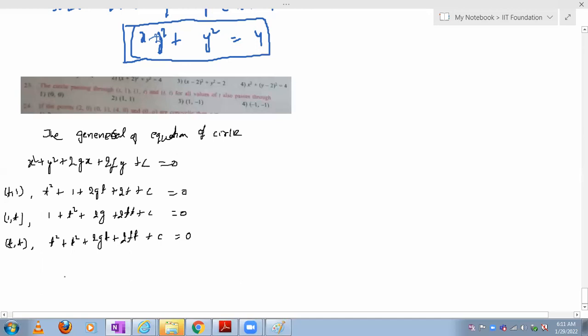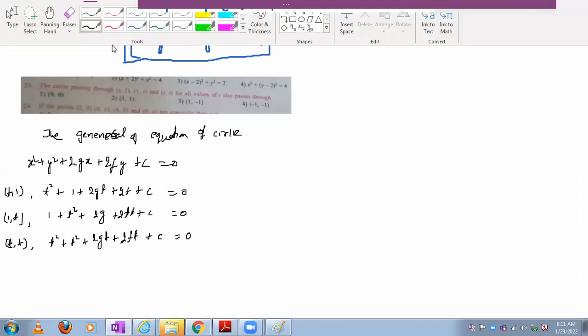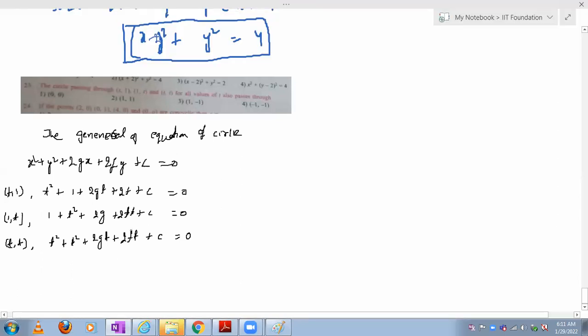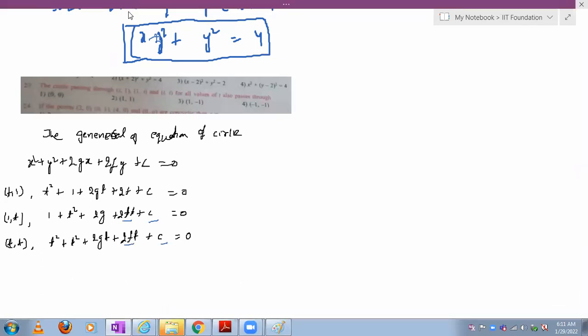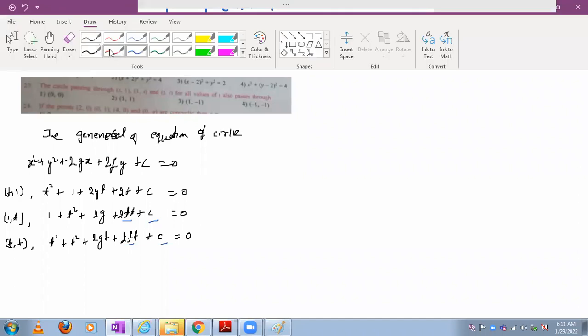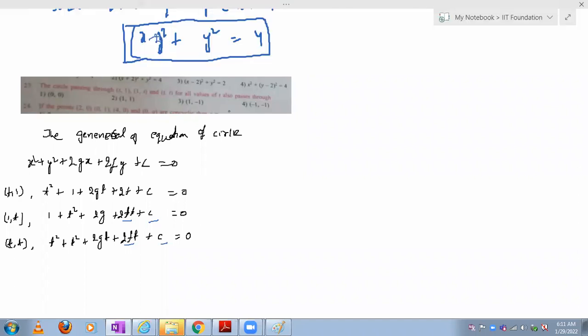Now, how will you substitute this? That's the biggest task. Here I can eliminate f and c from these equations, so g will be left. So g we will get. Let's subtract: this is first equation, second equation, third equation.